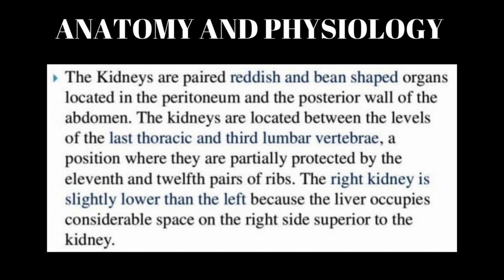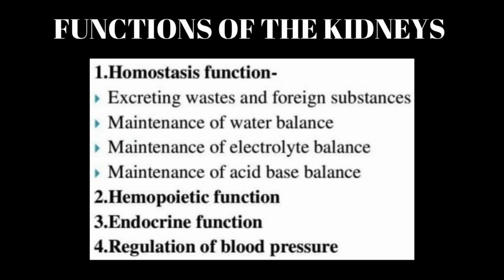The kidneys are pale reddish and bean-shaped organs located in the peritoneum and the posterior wall of the abdomen. The kidneys are located between the levels of the last thoracic and third lumbar vertebra, a position where they are partially protected by 11th and 12th pair of ribs. The right kidney is slightly lower than the left because the liver occupies considerable space on the right side superior to the kidney. Then we will talk about functions of the kidney.